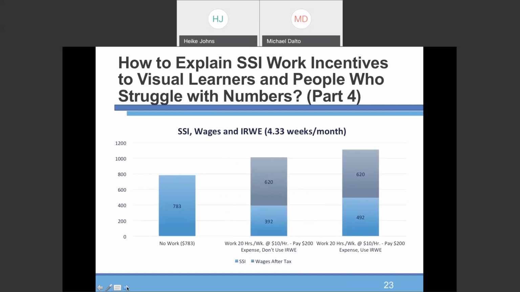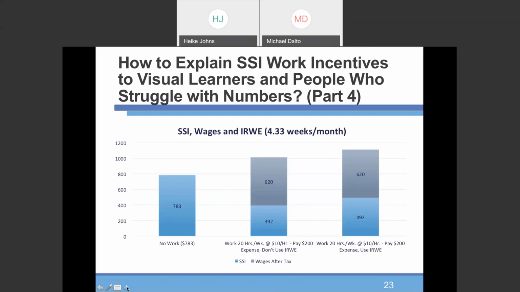If a person on SSI is working and using IRWE, impairment-related work expenses, you can show them that they'll have more money using IRWE than if they were working and not using IRWE. Well, first of all, they can see that they've got only SSI in the first column when they're not working. In the second column, if they're working and they're paying for a $200 work-related expense, but they're not using IRWE, the SSI will be reduced pretty significantly. They will definitely have more money than not working.